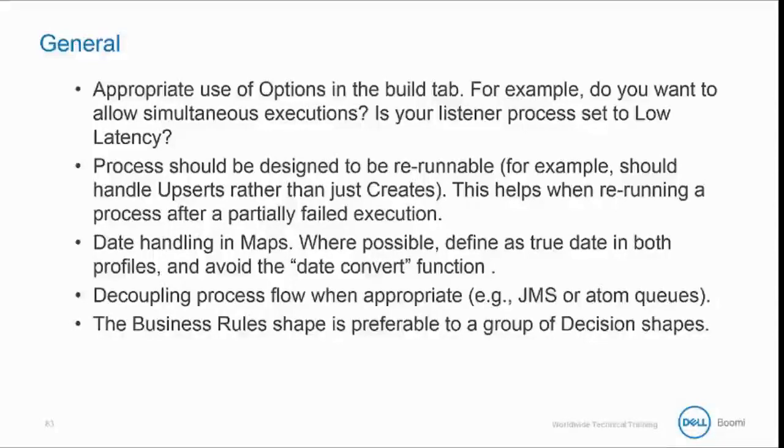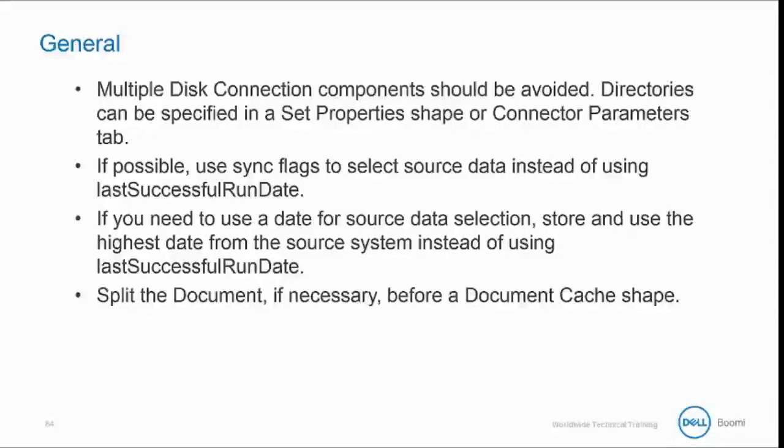Decouple the process flow whenever appropriate. And in general, the business rule shape is preferable to a group of decision shapes. Multiple disk connection components should be avoided. Instead, you can specify directories with a set properties shape or within the Connector Parameters tab.